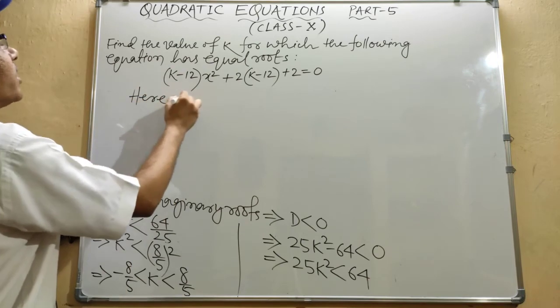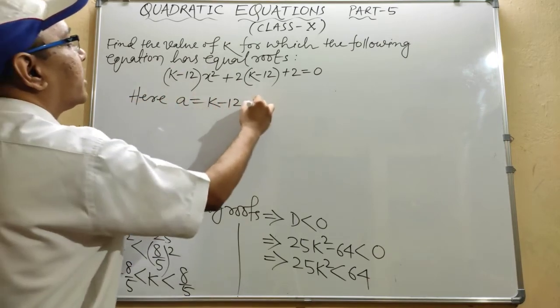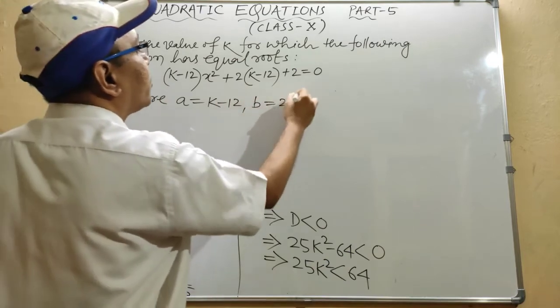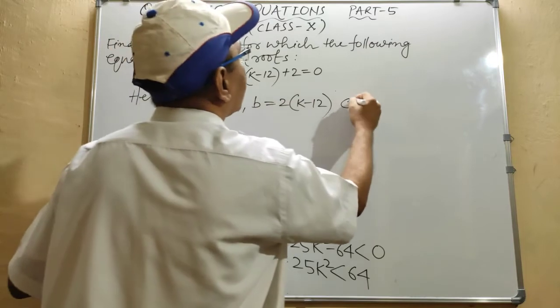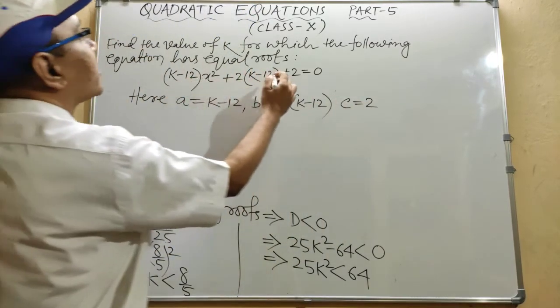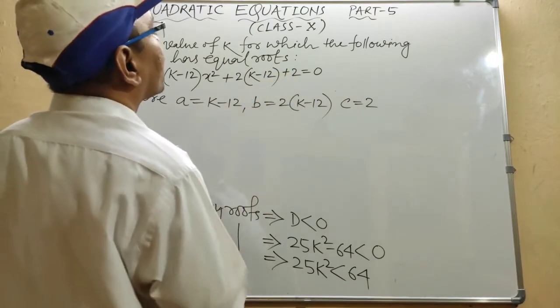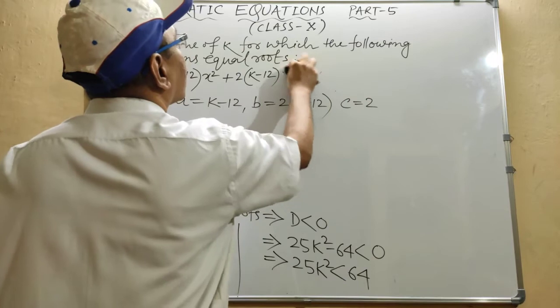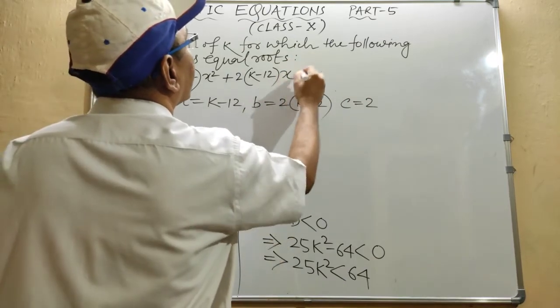Here, what is a? In place of a, it is k minus 12. In place of b, it is 2k minus 12. In place of c, it is 2. It is of the type ax square plus, here one x is left in this question, plus 2. Just a minute. It is in this way.